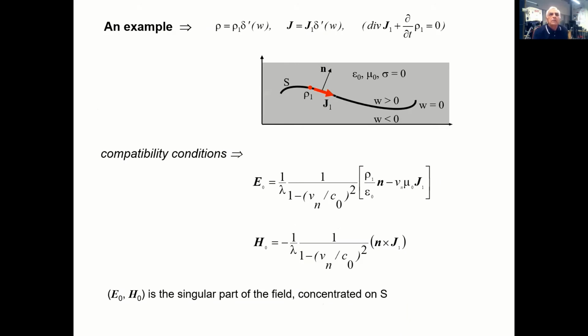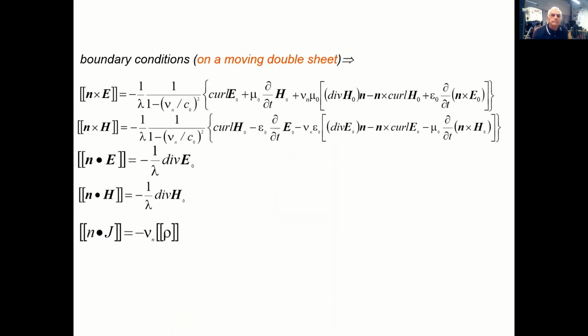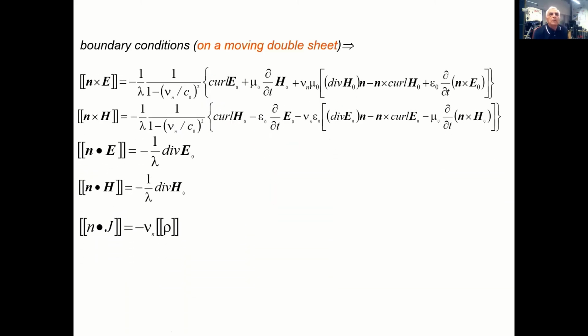Now consider the case when S consists of a sheet which carries only dipoles and current of dipoles in the empty space. In this case, the charge densities are as indicated here. From the compatibility conditions, one gets E sub 0 and H sub 0. They are the singular parts of the field concentrated on the moving discontinuity surface. If one inserts these expressions into the boundary conditions, one obtains the boundary relations satisfied on a moving double sheet.